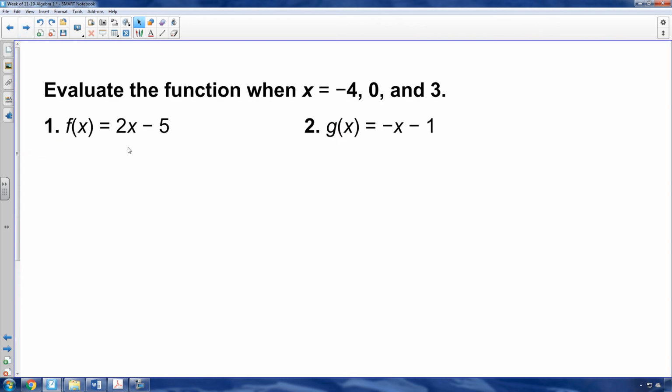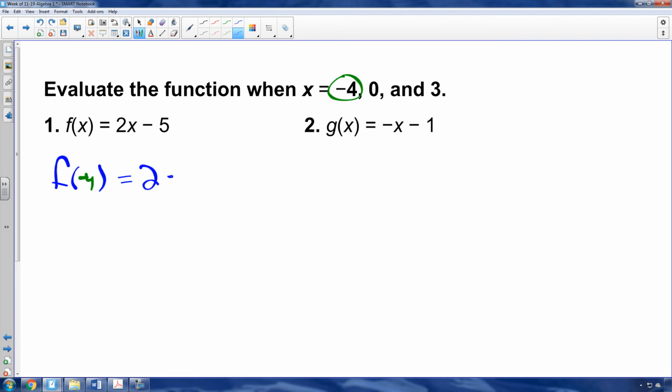So I want you to take a second and try these problems, okay? So pause the video, give these a shot. You're trying to evaluate the function when these values are here. So basically what you're trying to do is find f of, in this case, f of -4. So you want to find f of -4 equals. And in this case, it's going to be 2 times whatever that is minus 5. And 2 times whatever that is, well, what is that? It's -4, right? So try to do that.